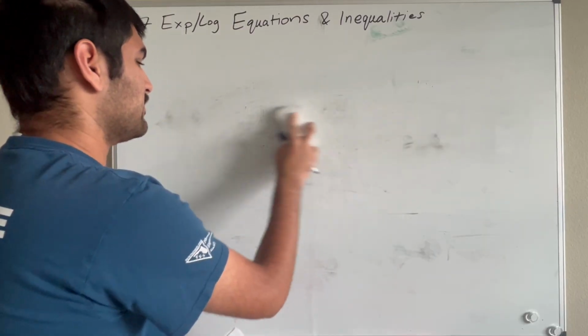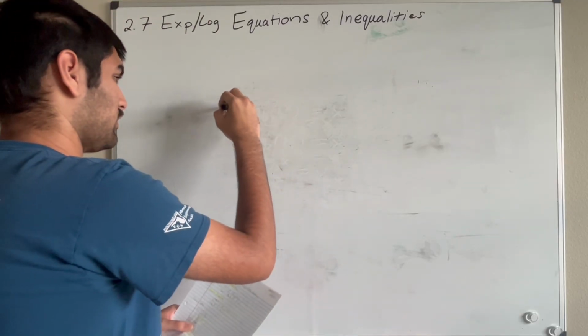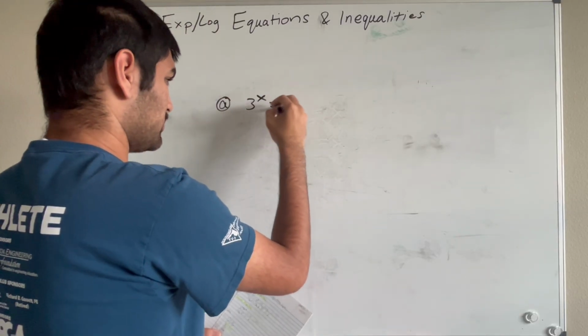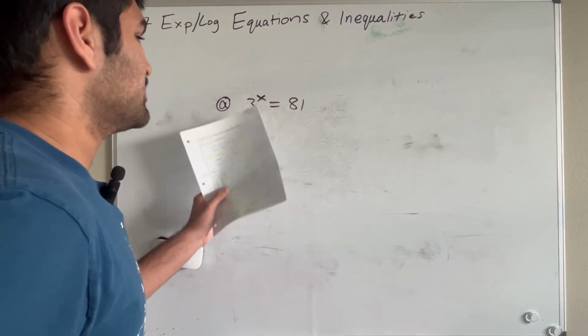All right, so now having that covered, let's do some examples. First one, starting off relatively easy. Let's say we have 3 to the x is equal to 81.